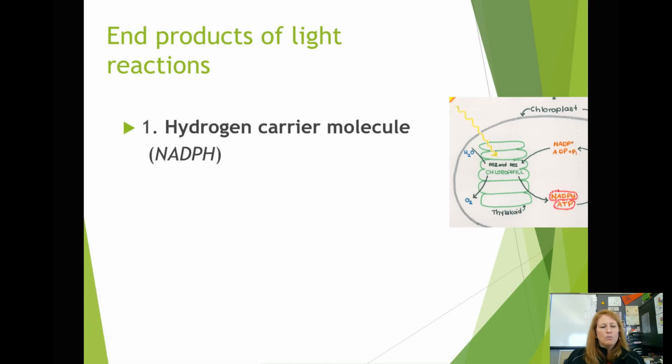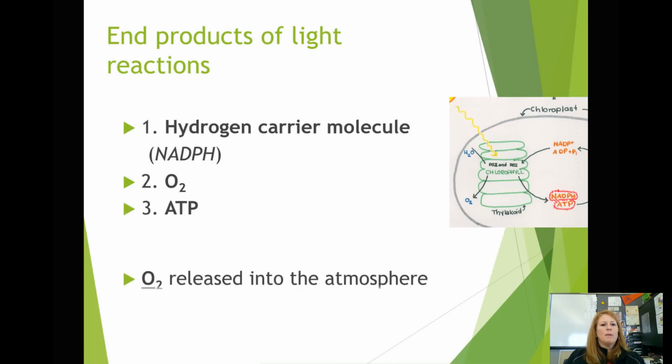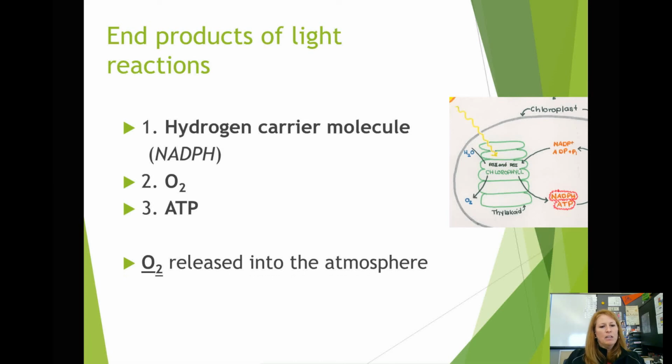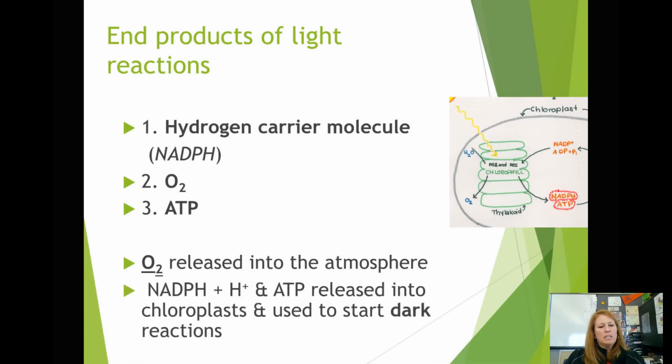And so just one more time, the end products: I've got my hydrogen carrier molecule, NADPH, I've got my oxygen that's going to be made, and my ATP. O2 is released to the environment. NADPH and ATP are going into the chloroplast. More specifically, they're going to go to the stroma, and they're going to be used to power or to start the dark reactions.